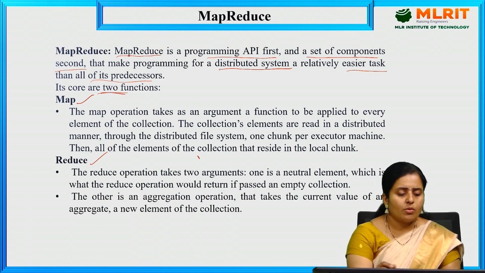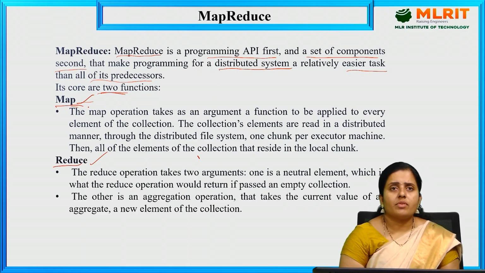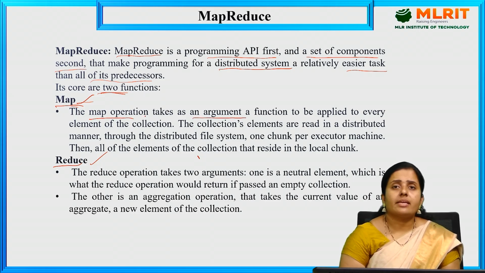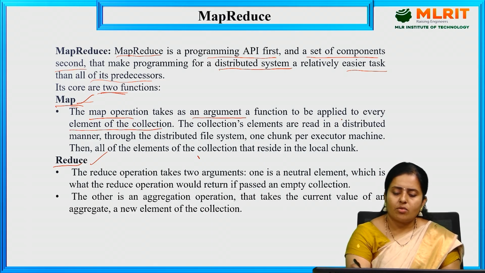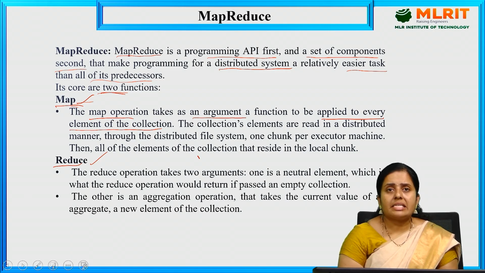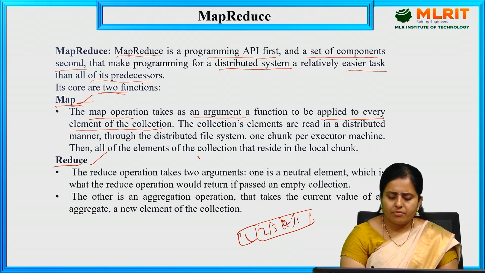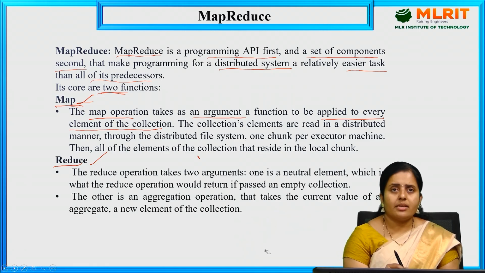First we are going into the first function, that is map. We are going to learn about map. The map operation takes an argument, a function to be applied to every element of the collection. It is a function that applies to each and every element of the collection. Suppose in a collection we have the values 1, 2, 3, 4, 5. It will apply to each and every element of the collection, so it works on an individual element.